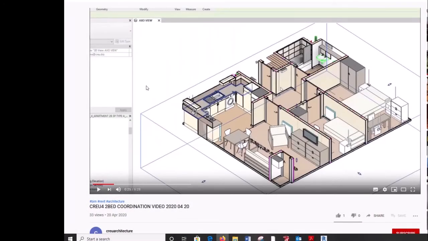This is a video that follows on from one we did a couple of months ago about the coordination of a single apartment in Revit. So if you go to our YouTube channel, CREU4, you can watch that video.